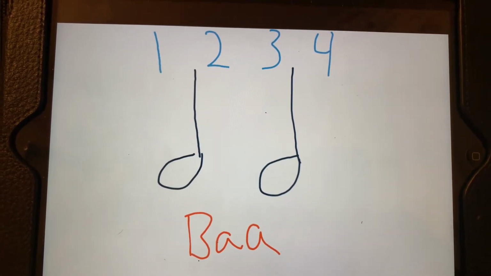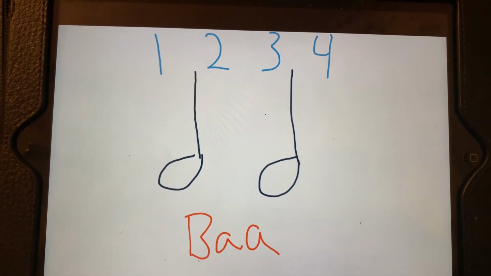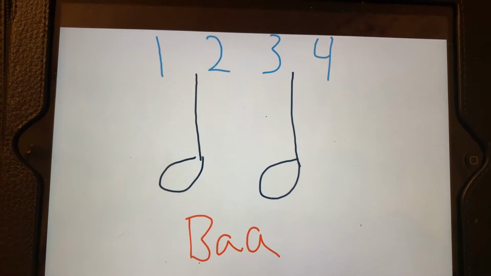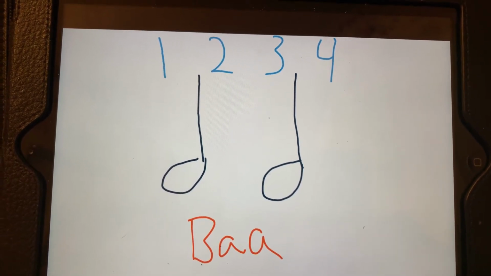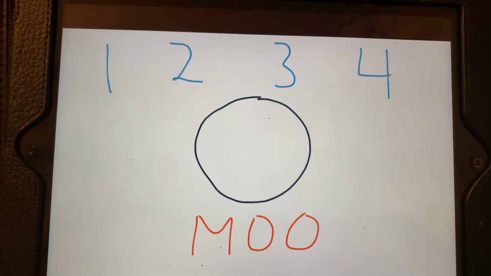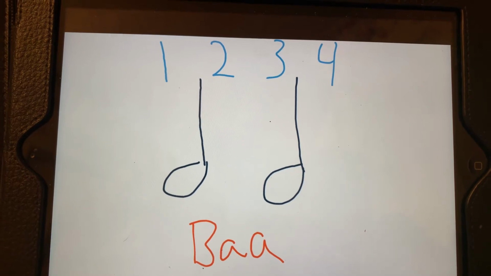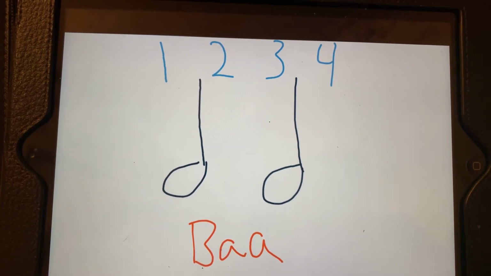We have a sheep, and the sheep is worth 2 counts. So our sheep would say baa, right? So it would go baa, baa. Okay? So we have moo, baa, baa. Then we have our pig.